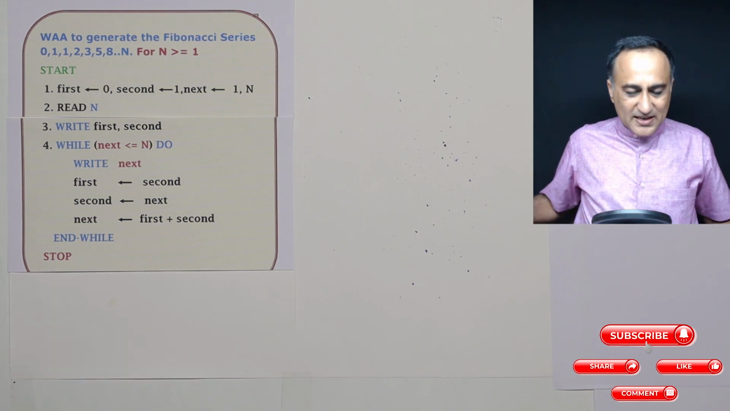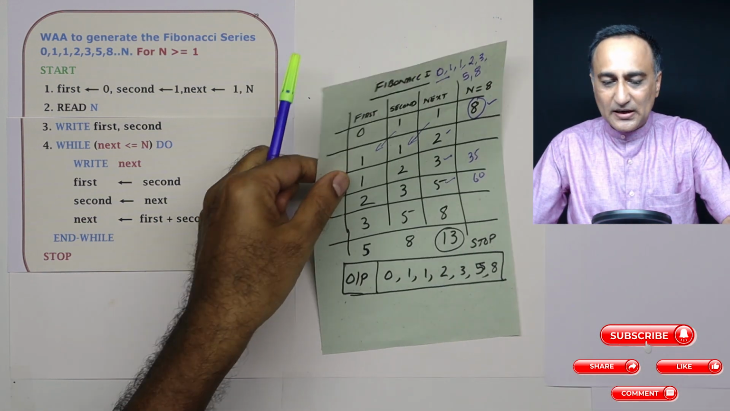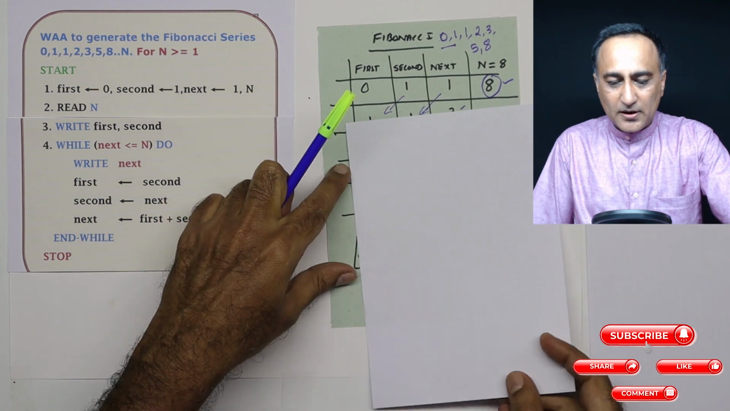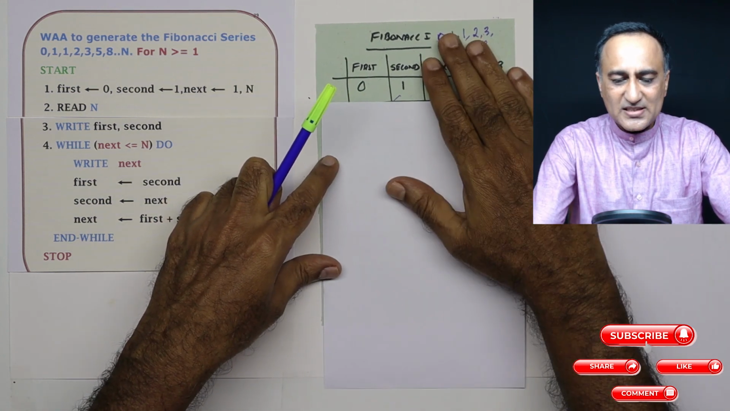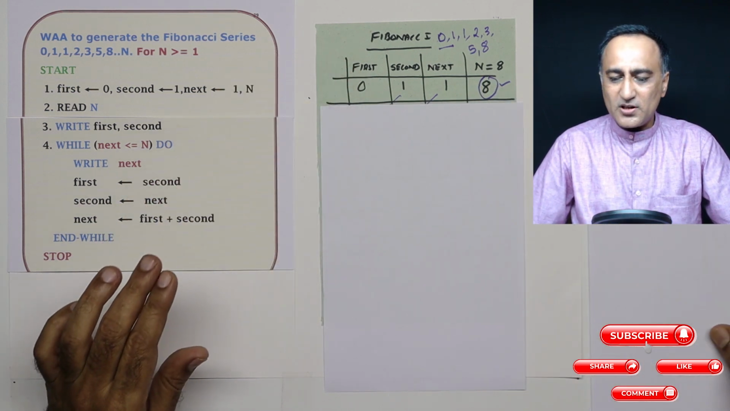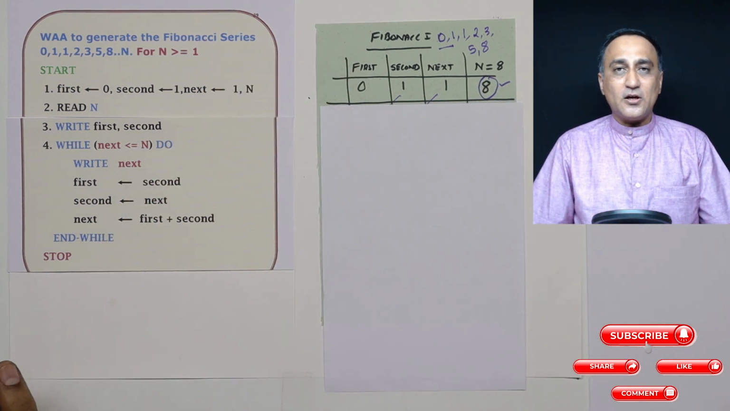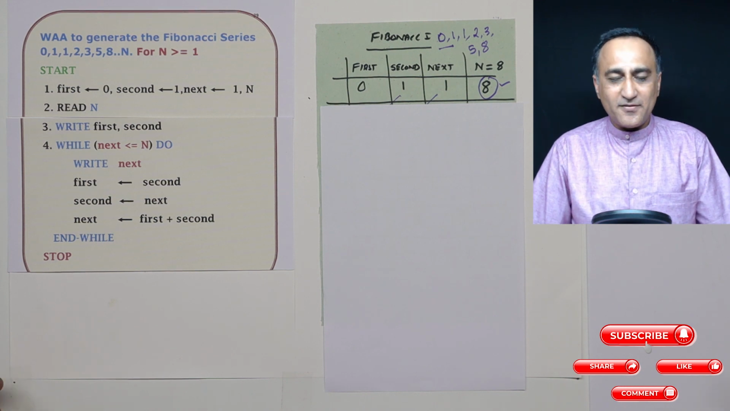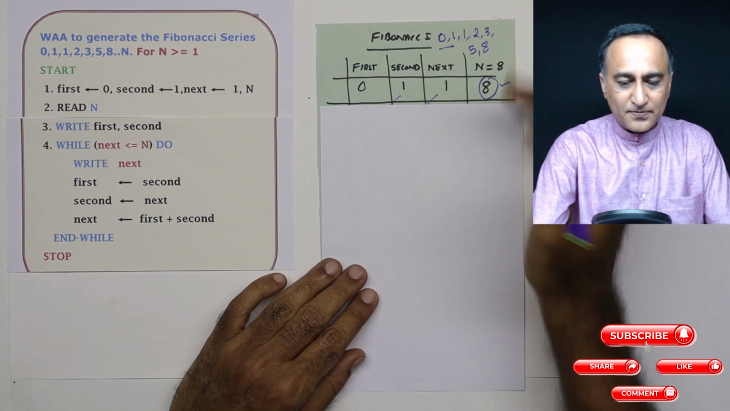Now, in order to understand the working of this particular logic, we'll just go through a test run. Using a test run, we are able to very easily verify whether the working of a given algorithm or a flowchart in future happens to be correct or not.